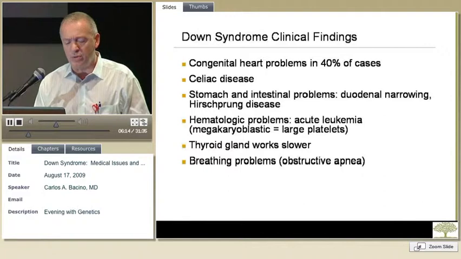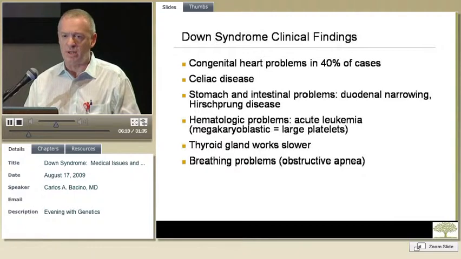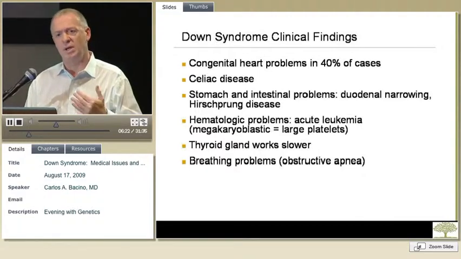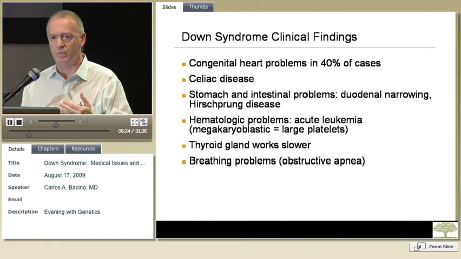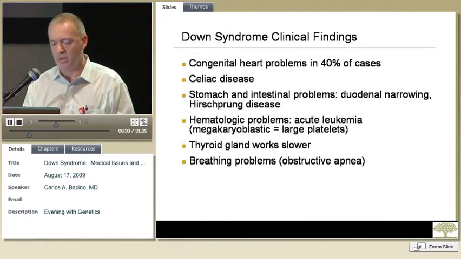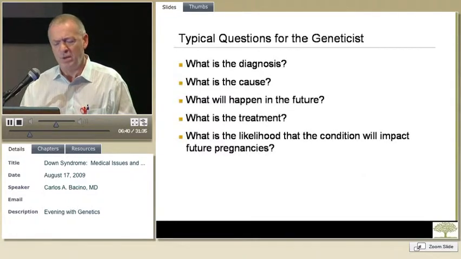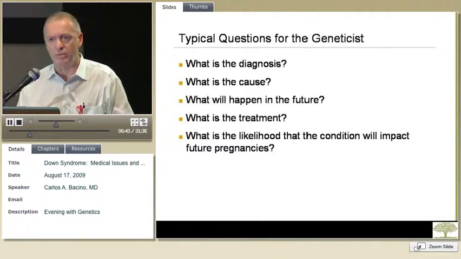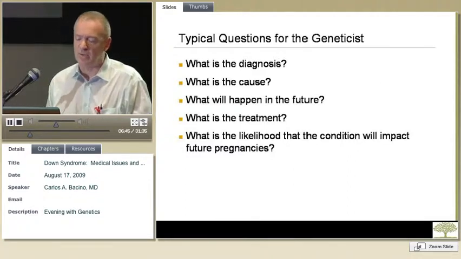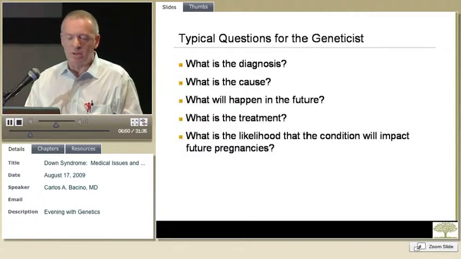And the other condition that you may be very familiar with is thyroid disease, and Down syndrome is associated in a large proportion with a slow-working thyroid gland, and that's something that your pediatrician is going to check fairly frequently. And lastly, the breathing problems and what is called obstructive sleep apnea. And obviously for us, for the physicians, and especially for the geneticists, we deal with a number of questions that are kind of listed here.